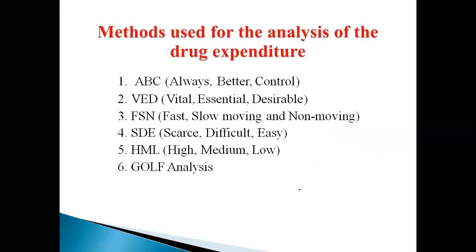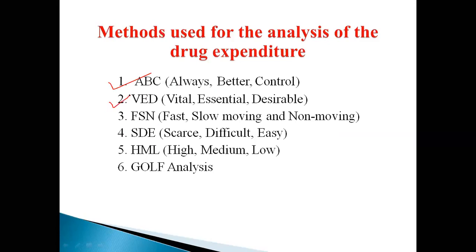Next related, these are the techniques: two techniques, EOQ and RQL. Now we move to the methods used for the analysis of drug expenditures. Whatever expenditures were incurred are analyzed by different methods. The first method is ABC analysis. A stands for always, B stands for better, and C for control.